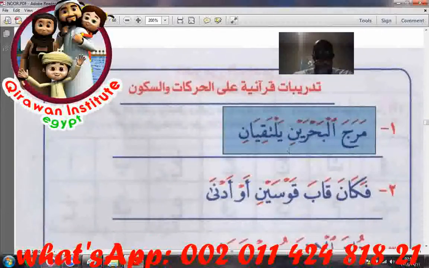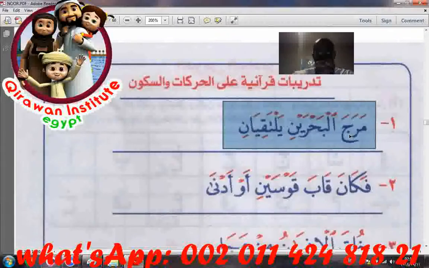This is a sentence from Quran, okay? Maraj al-Bahrayni. Bahrayni, concentrate. Is this alif? No. What is it then? What is this letter? Tell me. I don't know what it is.